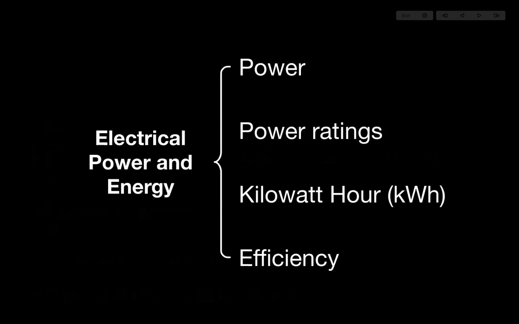So what are the key ideas that we covered in this video? The first one is that power is the rate of energy transfer, in joules per second, or watts. Electrical energy is often measured in kilowatt hours, and 1 kilowatt hour is 3.6 megajoules, or 3.6 times 10 to the power of 6 joules. And the efficiency of an electrical device is the percentage of electrical energy or power input that is transferred usefully.